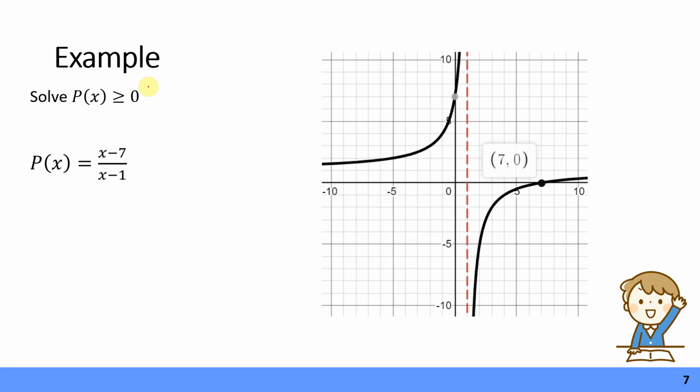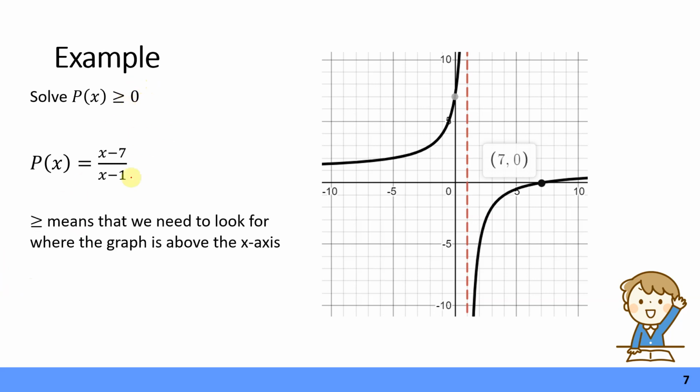You have to remember that this symbol right here means that we are going to need to look for where the graph is above the x-axis. Remember, the symbol is greater than or equal to. So I'm just going to try to see where the graph is above. So here we have negative infinity. From here to here, the graph is above. If you notice, it's always above.